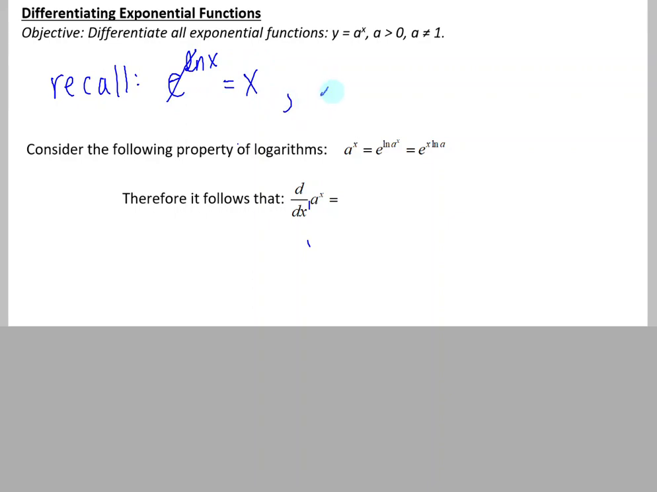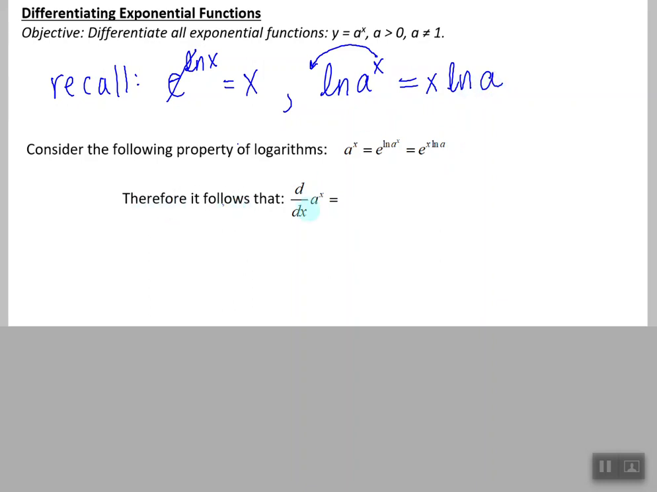Also, the property that the natural log of a to the x can also be written as x times the natural log of a. Why? Remember that property where we can move the exponent of the thing in the log to the front as a coefficient? That's right. So now, let's consider the following property of logarithms. A to the x is equivalent to e to the natural log of a to the x, that's using that inverse property, which is equivalent to e to the x times natural log of a, which is using that property.